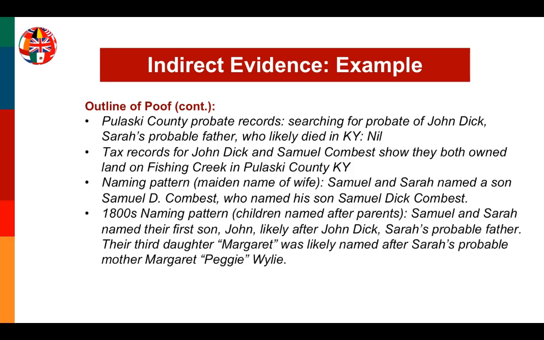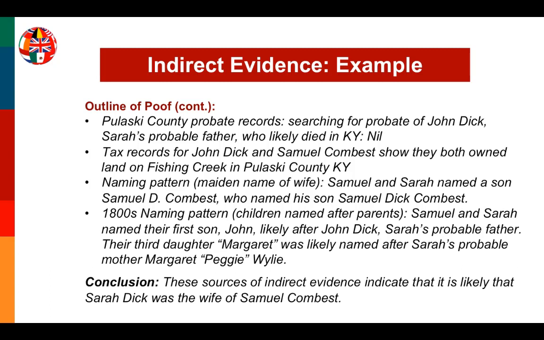Then naming patterns from the 1800s were covered, and this is where children are named after the parents of the couple. So Samuel and Sarah named their first son John, likely after John Dick, Sarah's probable father. And then their third daughter was named Margaret, and she was likely named after Sarah's probable mother, Margaret Peggy Wiley. These sources of indirect evidence indicate that it's likely that Sarah Dick was the wife of Samuel Combest. Please review the full example of this proof by using the link in the description of this video.